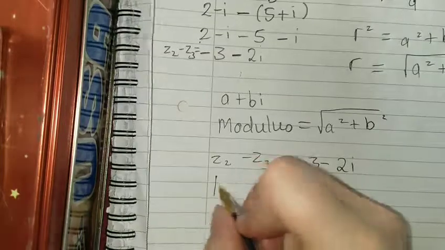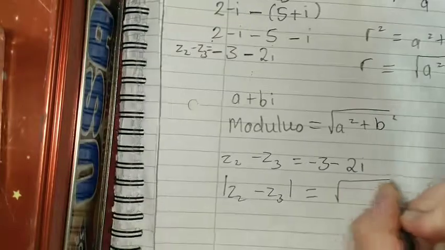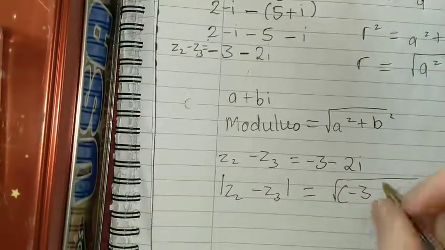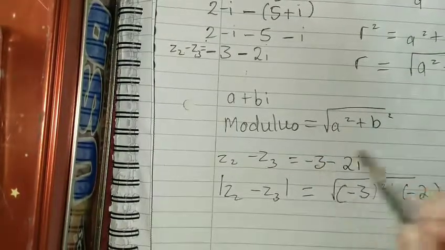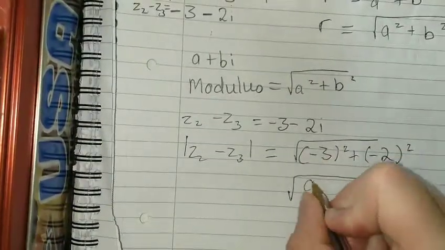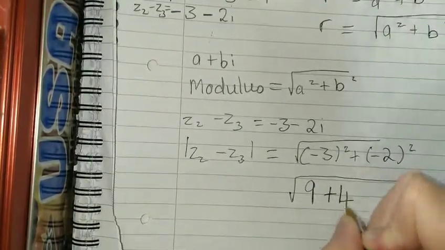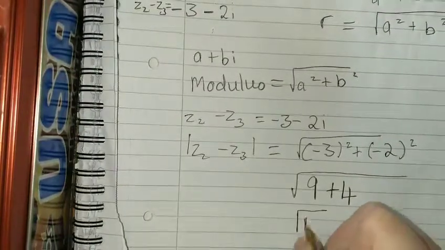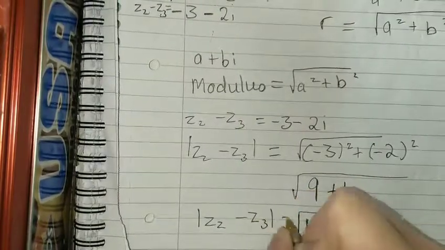So if I want to get the modulus, so when I put 2 lines on either side, that means the modulus. So it's going to be the square root of minus 3 squared plus minus 2 squared, because our a is minus 3 and our b is minus 2. And we don't put in i's when we're dealing with the modulus. So minus 3 squared gives us 9, and then minus 2 squared gives us 4. So then we get the square root of 13. So the modulus of Z2 minus Z3 is equal to the square root of 13.